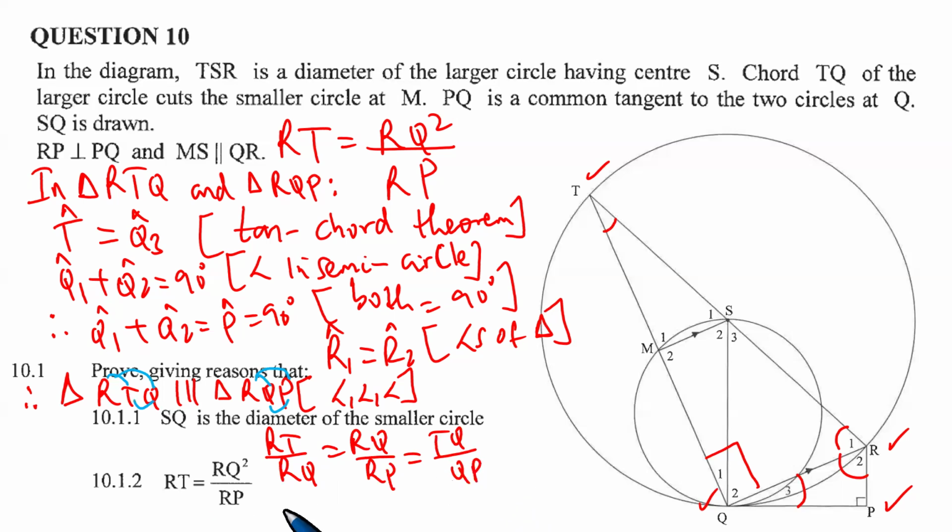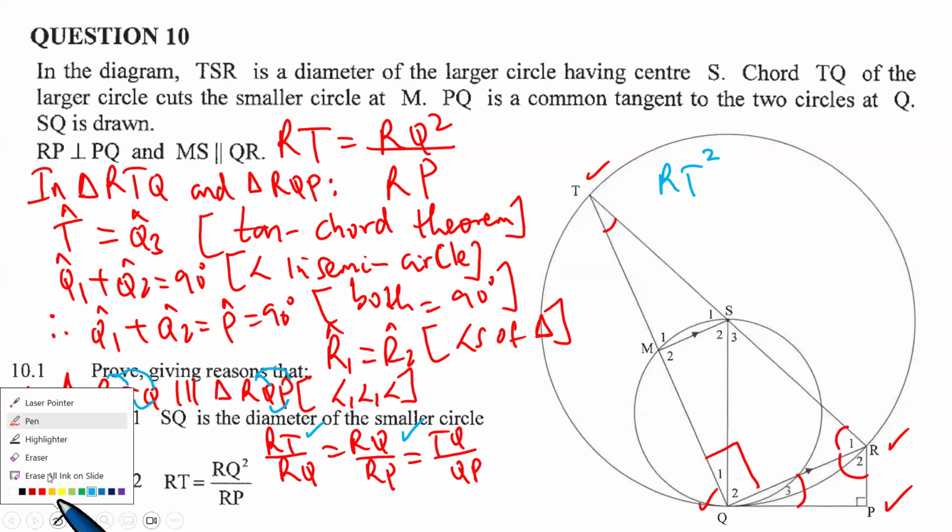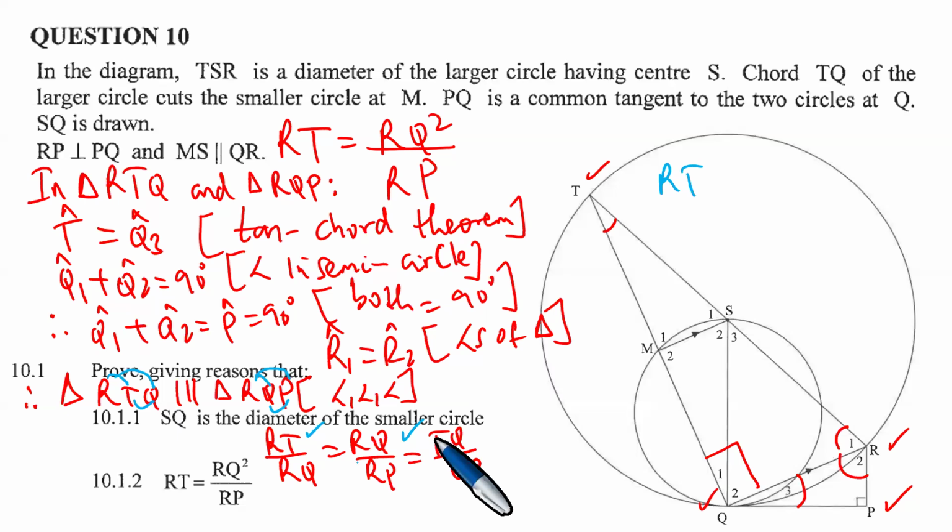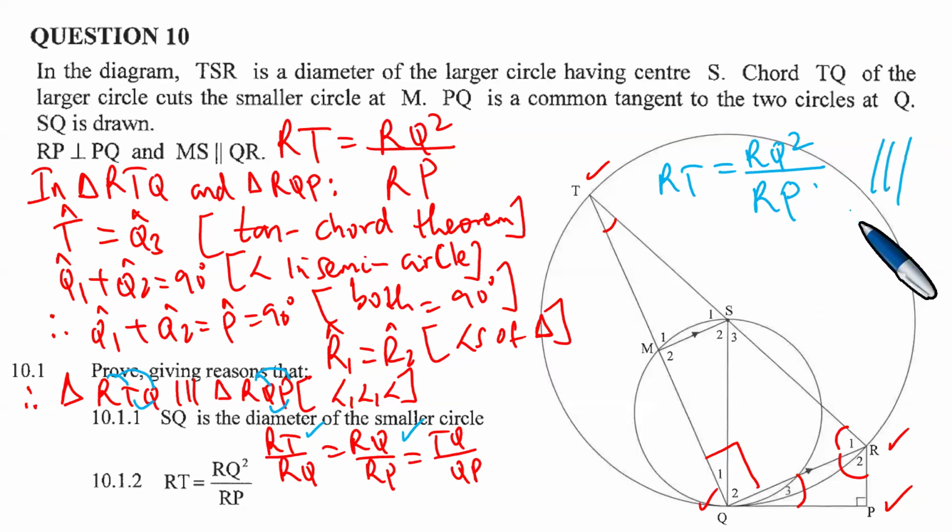So in the end, right now we have RT. If you cross multiply, in this equation you take the first two. We have RT is equal to RQ times RQ, which will give us RQ squared over RP. And that is the result.